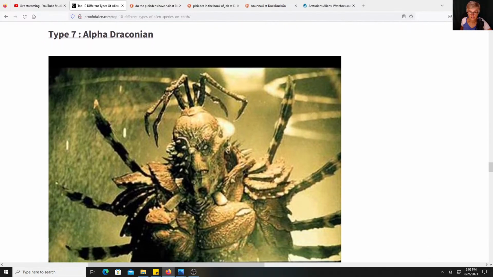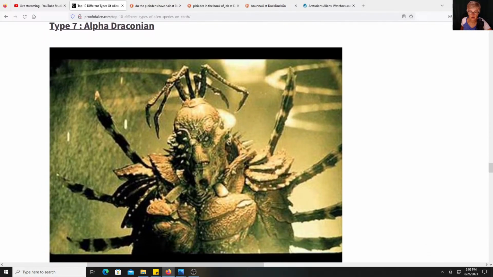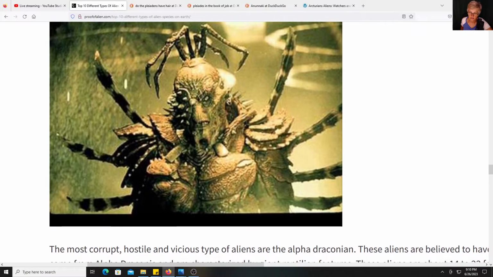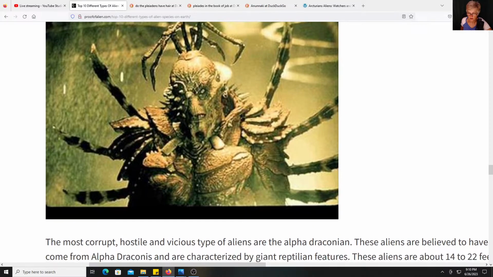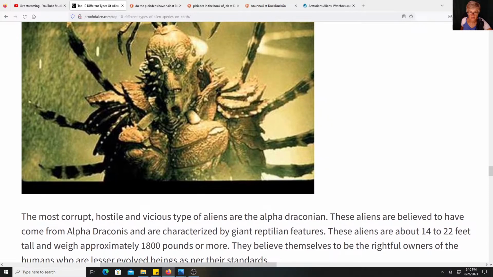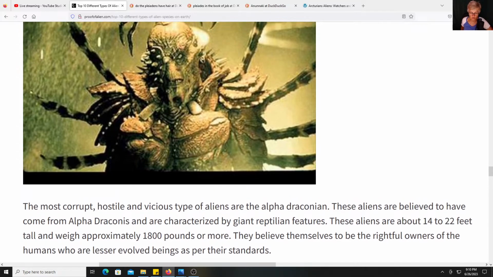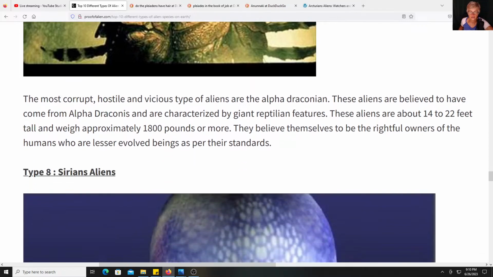We have the Alpha Draconian, and they look like a great big bug. And they're the most corrupt, hostile, vicious type of aliens on Earth. They are believed to have come from the Alpha Draconis and are characterized by giant reptilian features. They are about 14 to 22 feet tall and weigh approximately 1,800 pounds or more. They believe themselves to be the rightful owners of the humans, who are lesser evolved beings as per their standards.